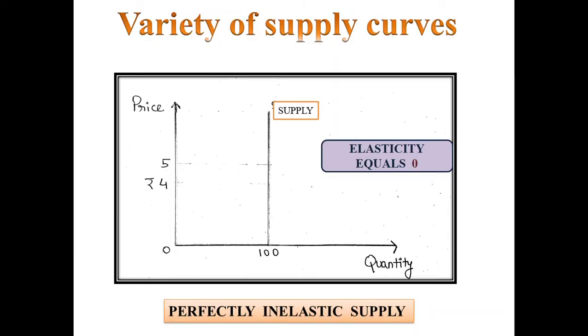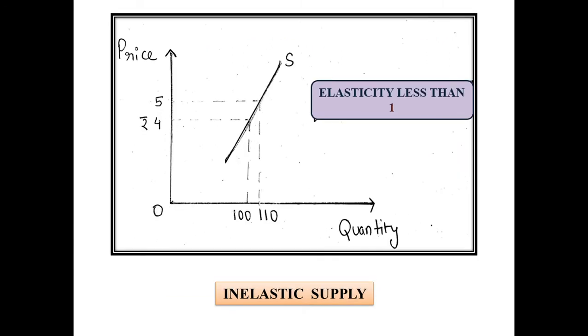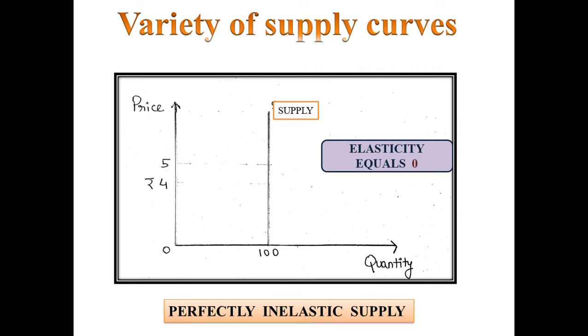Now look at the varieties of supply curve. First is perfectly inelastic supply. Here the supply curve is vertical. Let me show you. Here the supply curve is vertical. I would like to mention that these graphs are just for example. They are not based on any data. So don't get confused with these numbers. Okay. Here elasticity equals 0.